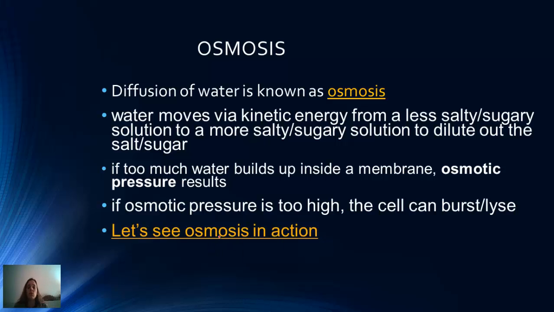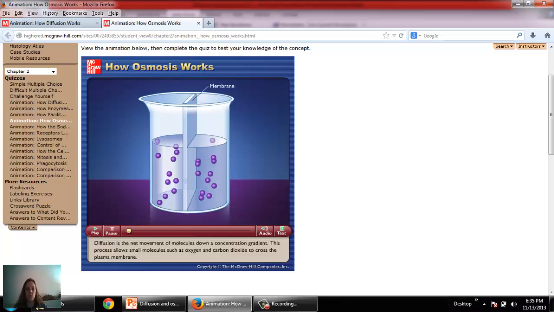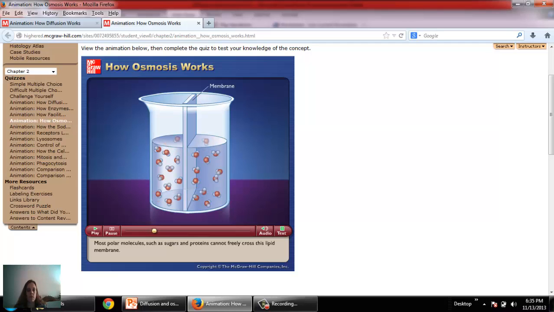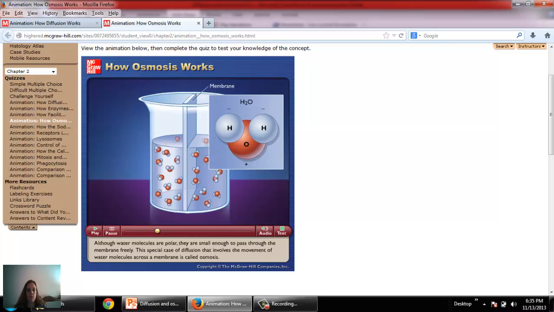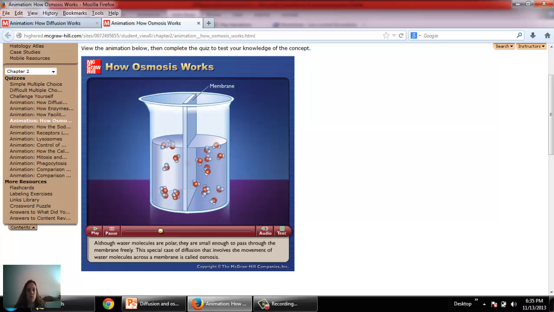So let's take a look at osmosis in action. Diffusion is the net movement of molecules down a concentration gradient. This process allows small molecules, such as oxygen and carbon dioxide, to cross the plasma membrane. Most polar molecules, such as sugars and proteins, cannot freely cross this lipid membrane. Although water molecules are polar, they are small enough to pass through the membrane freely. This special case of diffusion that involves the movement of water molecules across a membrane is called osmosis.